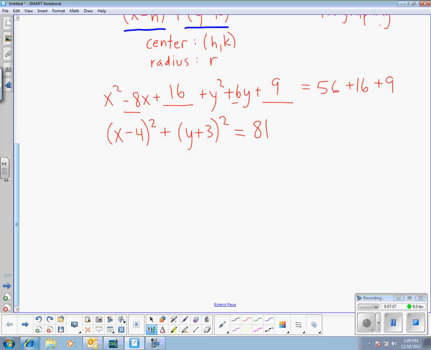So the circle in question has center 4, negative 3, opposite of this, and it has radius of 9. All right, so just doing those two completed squares gives me all the info I need to graph it. All right, so let's graph it.